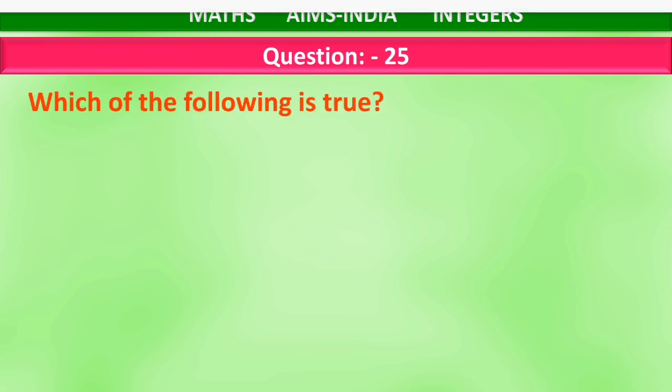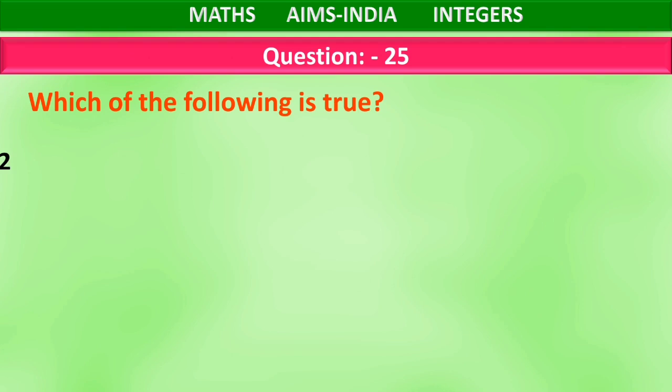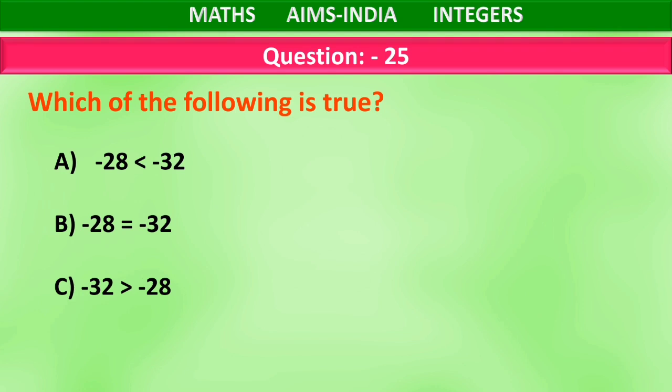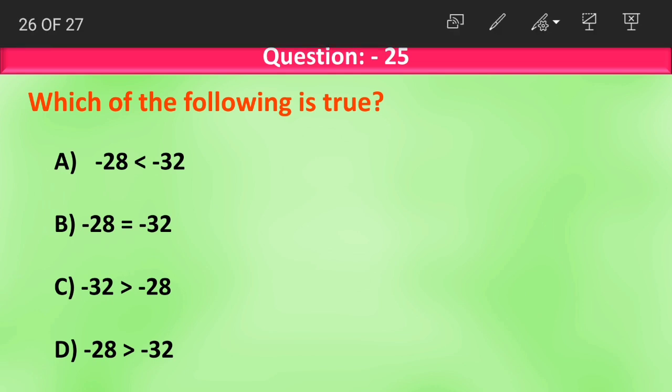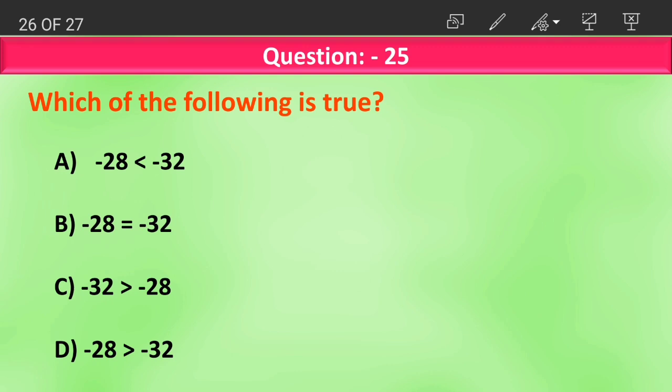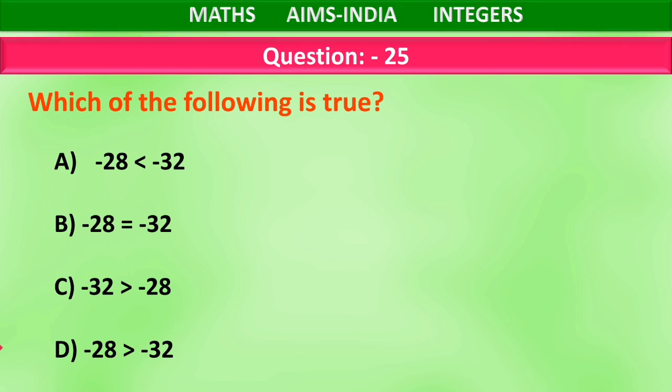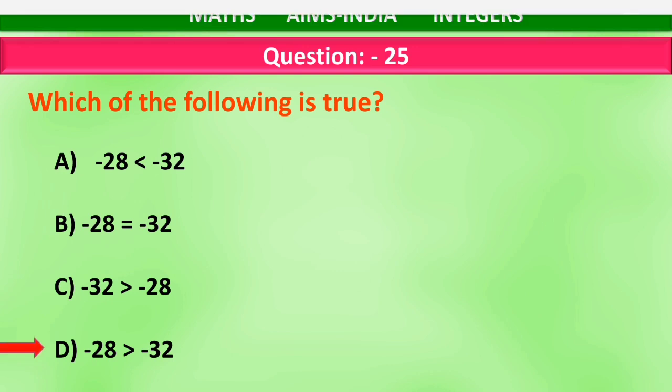The last question for today, question number 25. Which of the following is true? Option A, minus 28 is less than minus 32. Option B, minus 28 is equal to minus 32. Option C, minus 32 is greater than minus 28. Option D, minus 28 is greater than minus 32. The correct answer is what? Yes, the correct answer is option D.